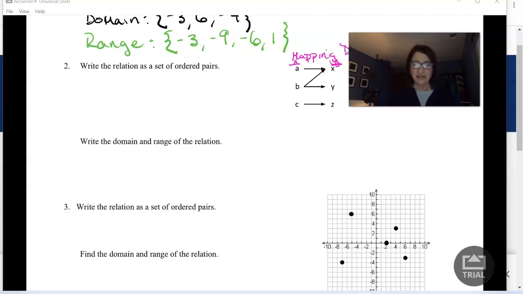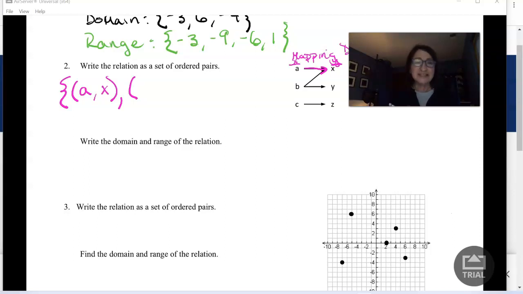To set up our relation, we're going to use a squiggly bracket, and then we're going to put our first ordered pair. So we see that on the X side, we have an A, which is mapping to X. That's our first ordered pair. Then we separate our ordered pairs with commas. Always separate the members with commas.